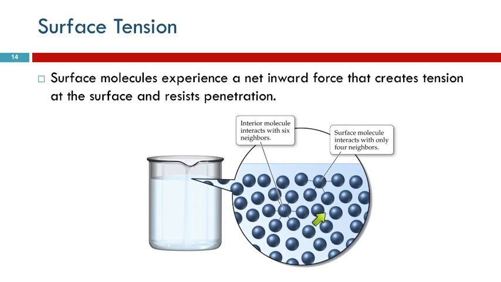So we have this inward tension, this inward force. And so in order for something to penetrate the surface, you're going to have to disrupt those interactions and cause more molecules to be on the surface. They don't want to be on the surface. They want to be on the inside. And so they resist penetration by the paperclip or by the legs of a water skater bug or something.